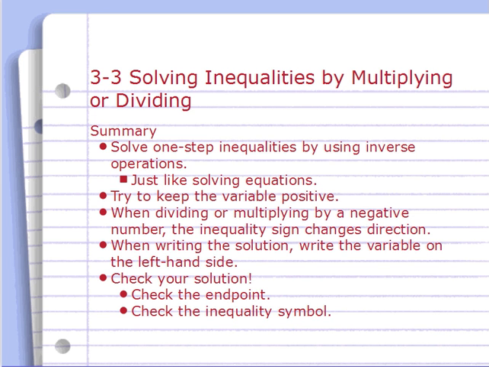So in summary, when you're solving inequalities, it's just like solving equations. If possible, try to keep your variables positive. When dividing or multiplying by a negative number, your inequality sign will change direction. When writing your solution, write the variable on the left-hand side, and always check your solution. Plug in the endpoint. It should be a true equation. And check your inequality symbol.